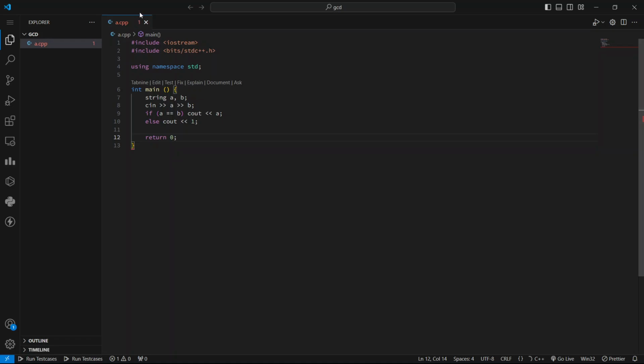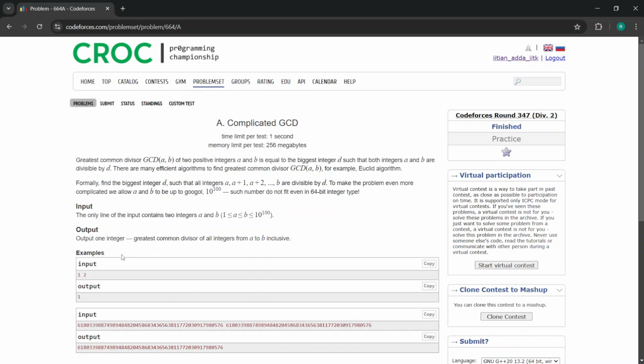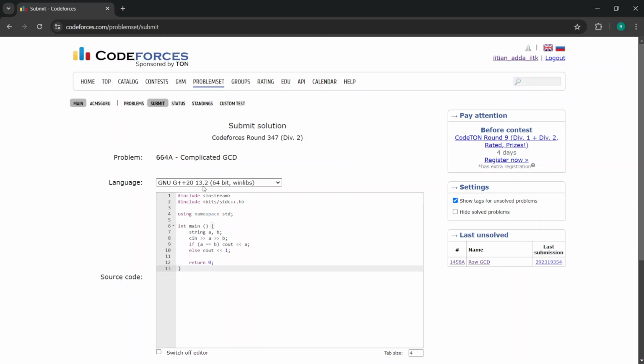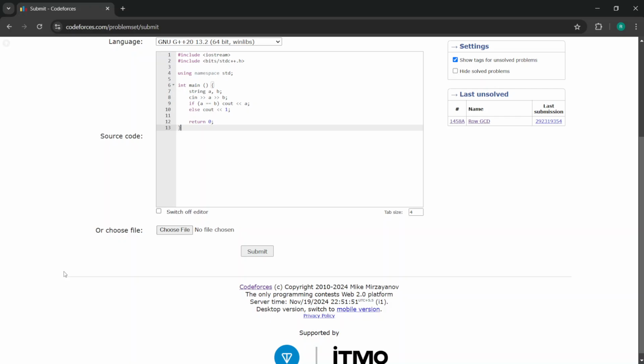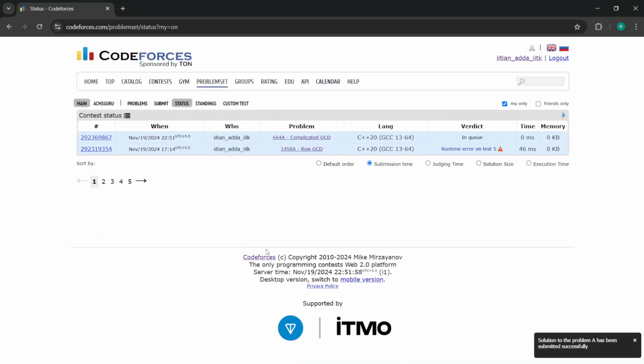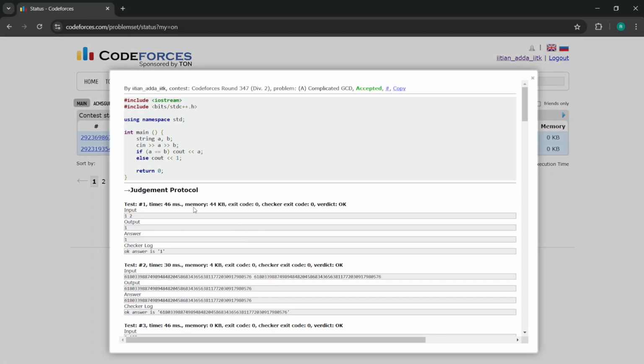Let me submit this code now. We'll go with GCC C++20. Let's submit this. It's running on the fourth test. Okay, so finally this got accepted. So this is our solution.